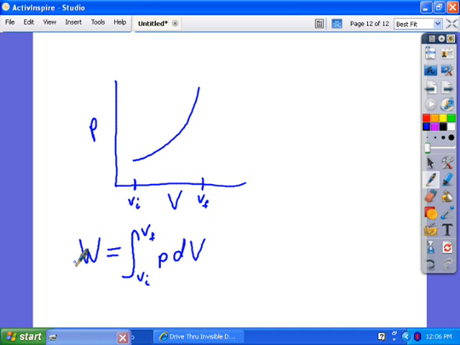So, one thing that is very important to remember in this, though, is this is a path-dependent situation.